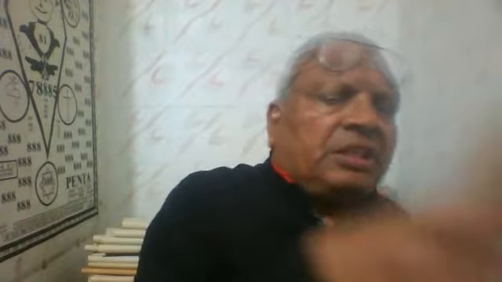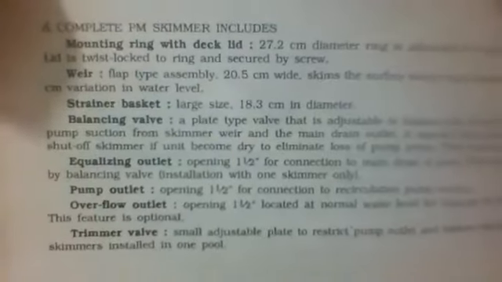Skimmer to hose adapter model, this allows pool vacuum hose to be directly connected to pump outlet opening of skimmer. A complete skimmer includes, as I said, mounting ring with deck lid, weir, strainer basket, balancing valve, equalizing outlet, pump outlet, overflow outlet, trimmer valve. So this is text here. I just read it again, just for information.